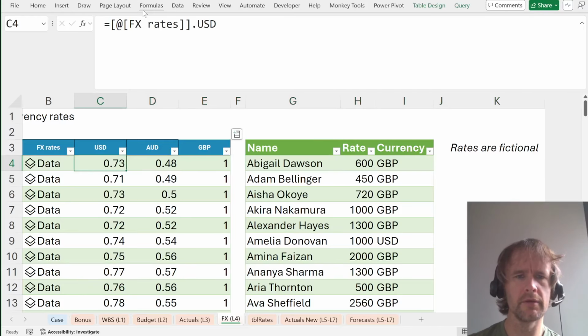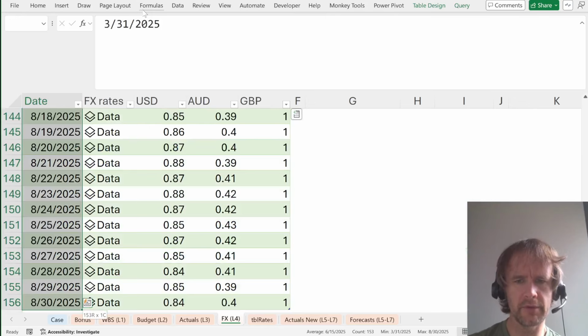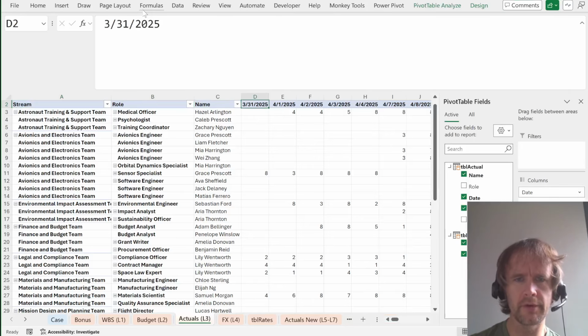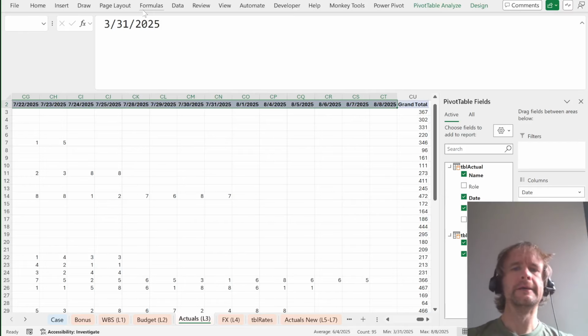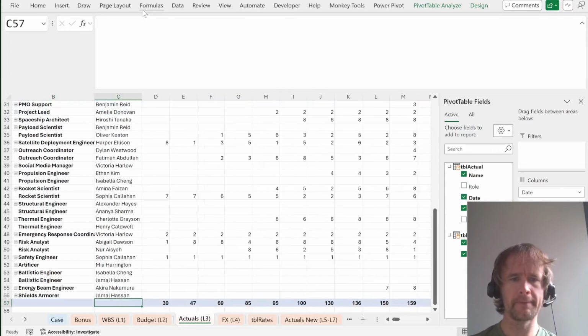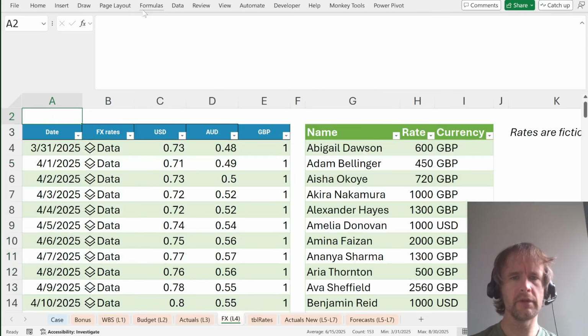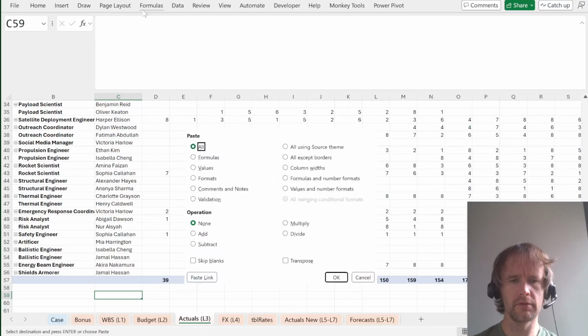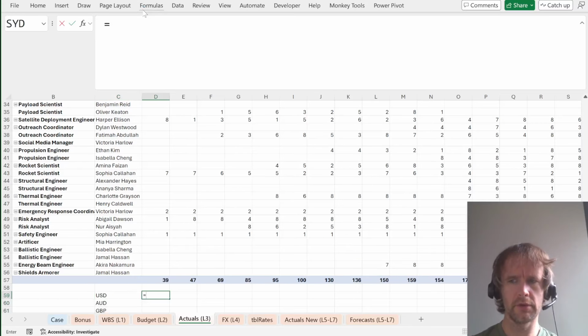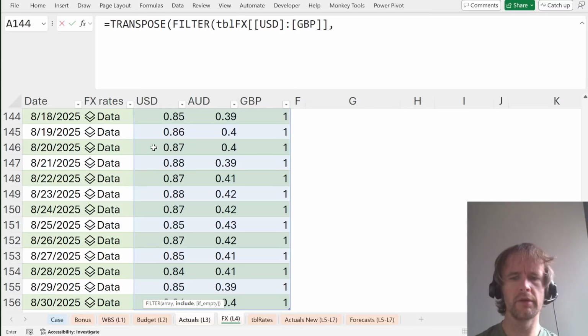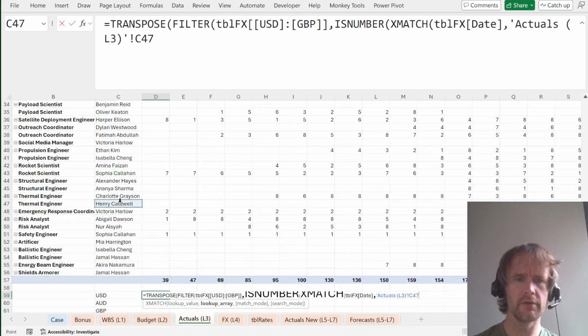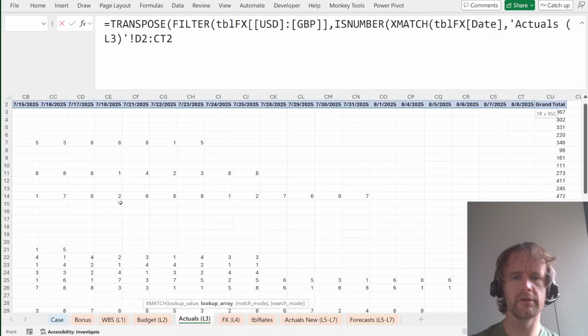And then, let's see. I assume these are the same 153 dates in order. 100, no, there's only 95 dates there. Oh, bloody hell. Fine. So then let's do the fx. So we will transpose filter this, where is number x match these dates against these dates.